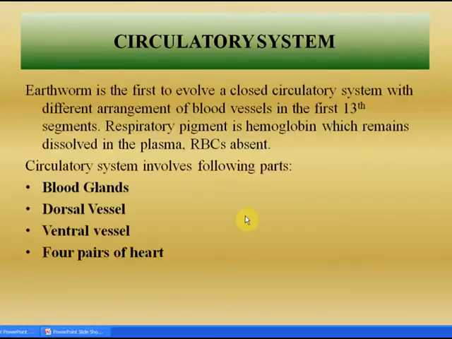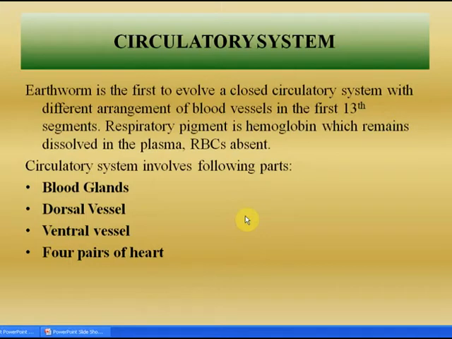Now, circulatory system. It is of closed type with different arrangement of blood vessels in the first 13 segments as compared to rest of body. What is the meaning of closed type of blood vascular system? Closed circulatory systems have the blood closed at all times within the vessels of different size and wall thickness. In this type of system, blood is pumped by a heart through vessels and does not normally fill body cavities. So, it is of closed type in earthworm.